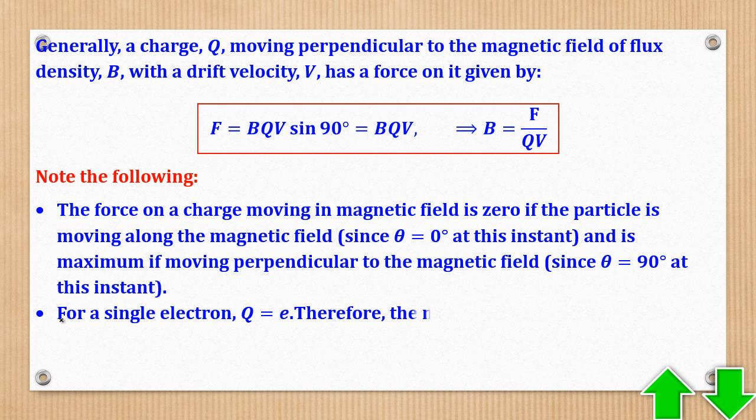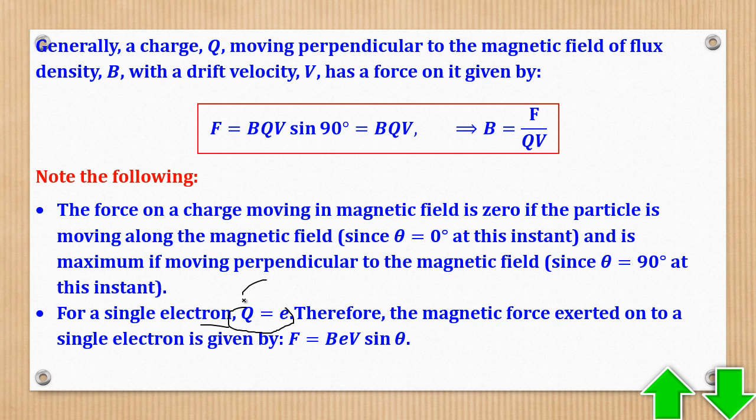Another note is that for a single electron, Q will be equal to e, because you know that Q is equal to Ne. So when it is one electron, it means that N is equal to 1. That's why you say that Q is equal to e. That means that in the formula for force, we replace capital Q with e. So when you see us using the formula BeV sin theta, it means that they are considering only one electron.